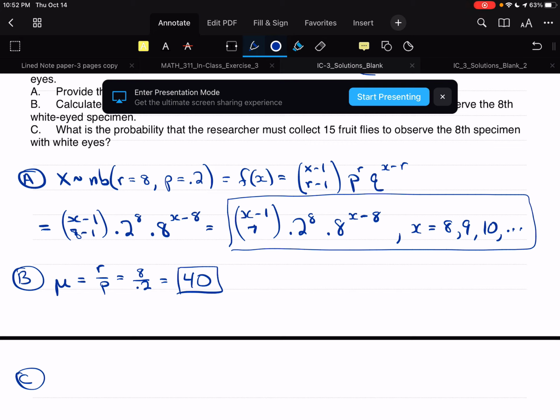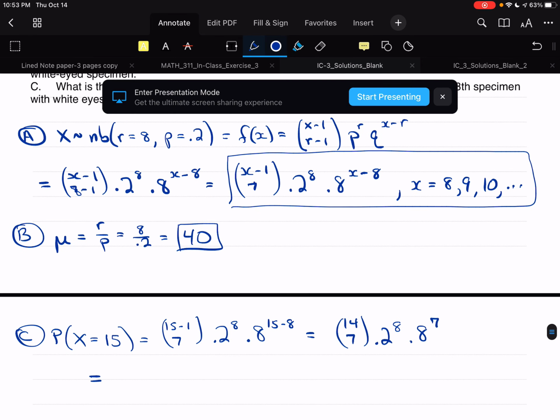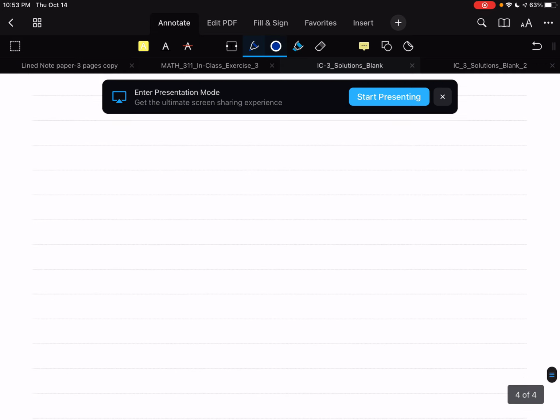It doesn't say more than, less than, at least, at most. So this is exactly x equals 15, which is 15 minus 1, choose 7, 0.2 to the 8, 0.8 to the 15 minus 8. So this is 14 choose 7, times 0.2 to the 8, 0.8 to the 7. And this is 0.00184, etc. And so to 4 decimal places, 0.0018. And this is the answer for part C. So those are the problems that dealt with the fruit flies.